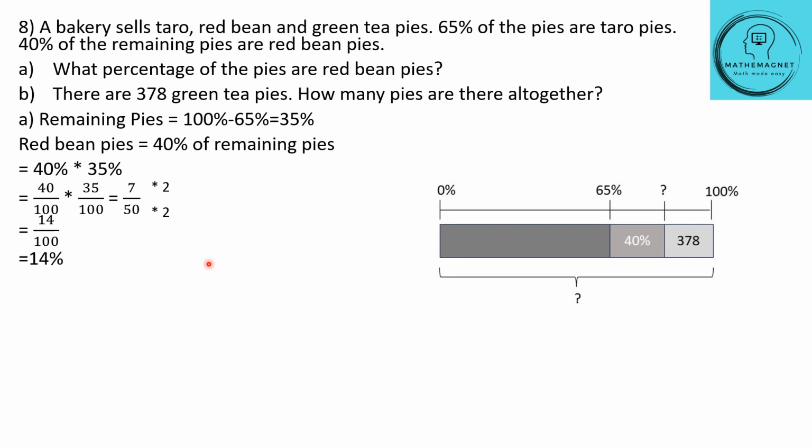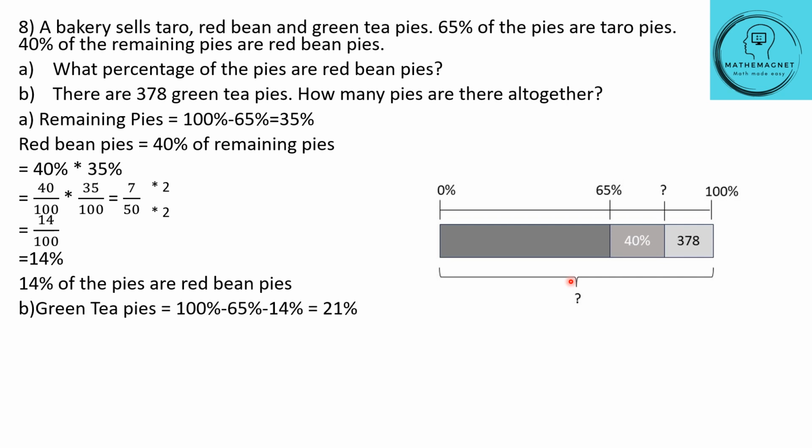I'll repeat. We cannot put 7 by 50 as a percentage without converting it into a denominator having 100. Because of that, we will have to multiply the numerator and denominator by 2, which gives an equivalent fraction of 14 by 100. Now this can be rewritten as a percentage as 14%. So 14% of the pies are red bean pies. Now we have answered the A question.